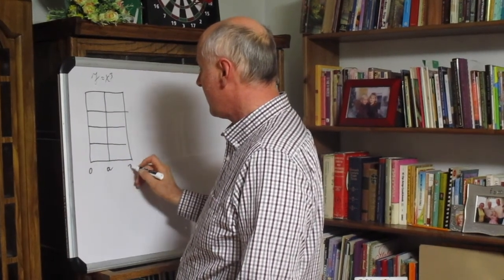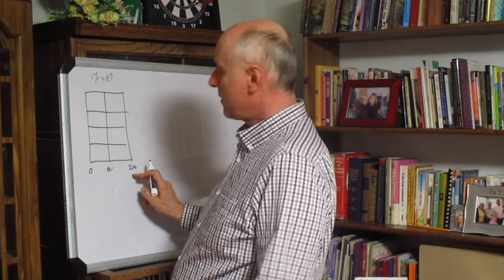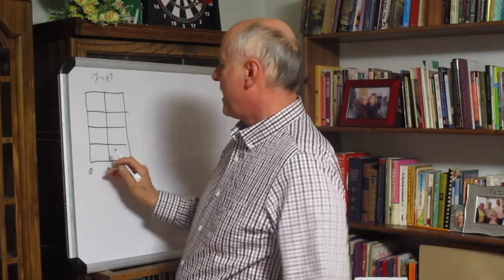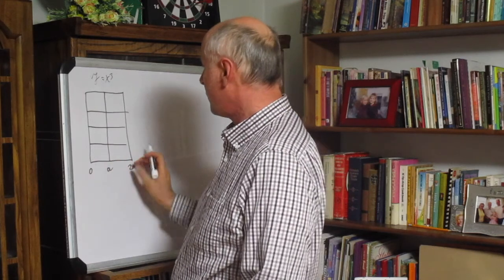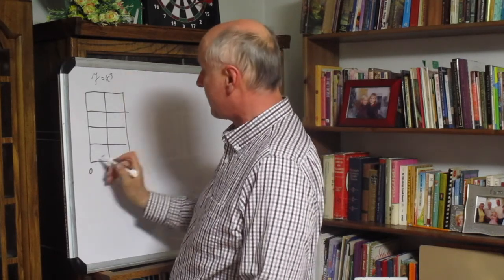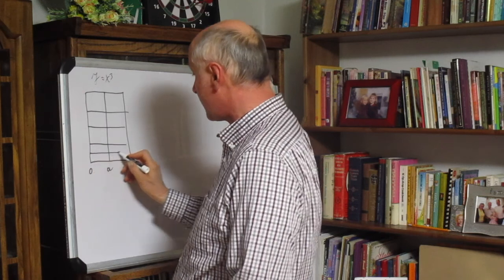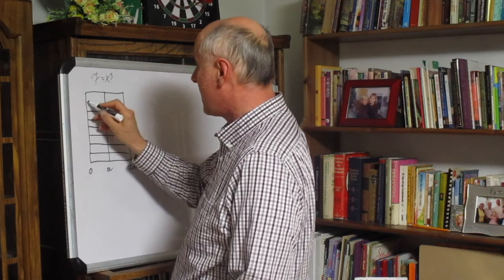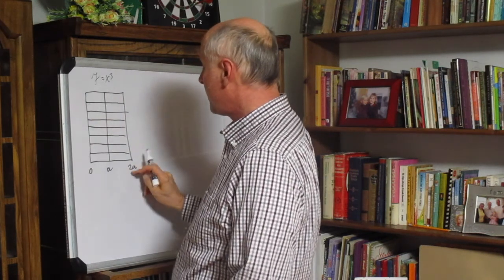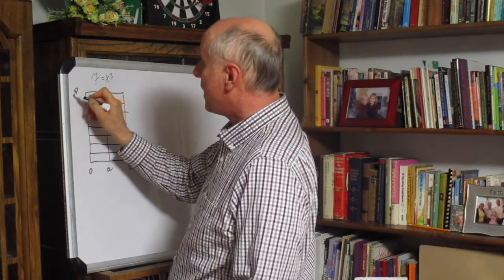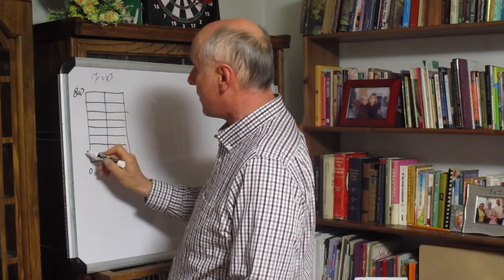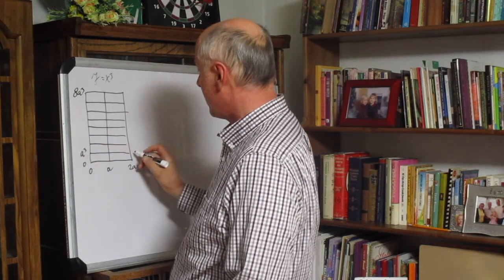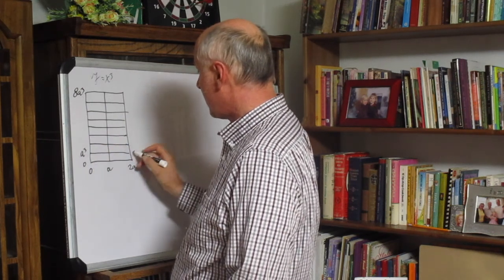0, a, 2a. So these are equal portions. And of course, if you have 2a and y is x to the third, then you need 8 partitions, right? Because 2a to the third is 8a to the third. Here's 0, here's a to the third. So we have something like this.